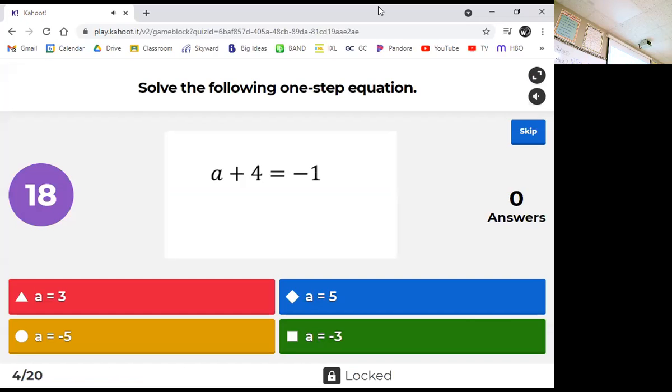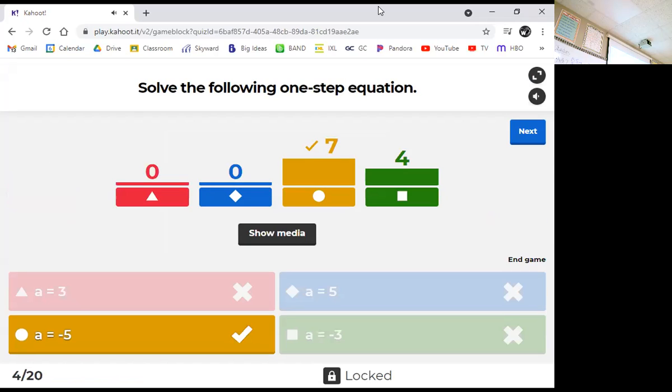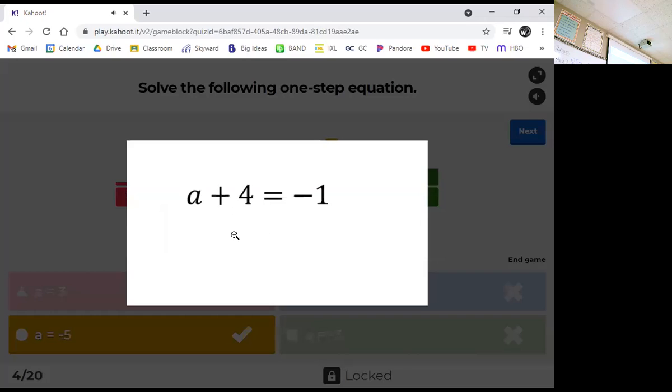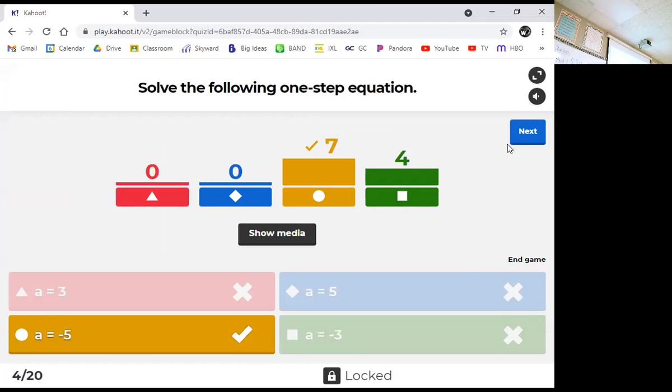20 seconds. A plus 4 equals negative 1. So the opposite of plus 4 is a minus 4. And so if I think about negative 4, I'm going to combine the negative 4 that I'm going to write here with the negative 4 there. And a negative 1 and a negative 4 join forces to make negative 5. Negative 5.